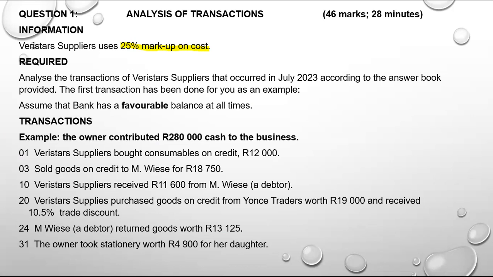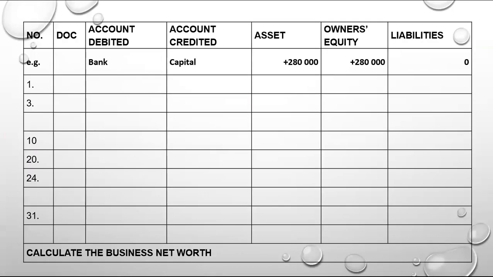Assume that bank has a favorable balance at all times. So it'll always have a positive balance. That's what they mean by that. And the example says that the owner contributed 280,000 cash to the business. How do we record that? It has already been recorded. We normally debit bank because it's an asset, and we credit capital. Capital is what has been contributed by the owner.